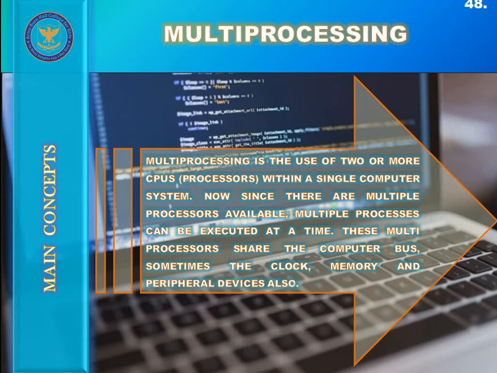Now, since there are multiple processors available, multiple processes, multiple threads, multiple tasks, multiple jobs, multiple programs can be executed by these multiple CPUs at the same time. One job or one task would be handled by one CPU. Another job or task would be executed by another CPU. A third task or job would be executed by a third CPU. So these multiprocessors share the computer buses, CPU clocks, memory spaces, and input-output devices, etc.